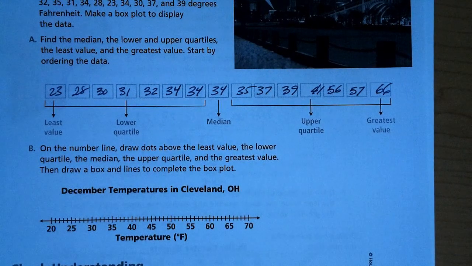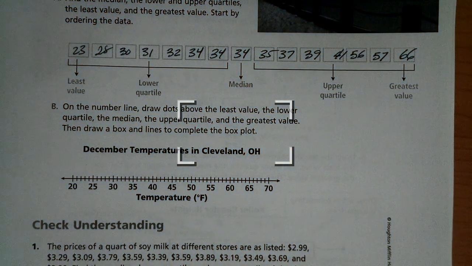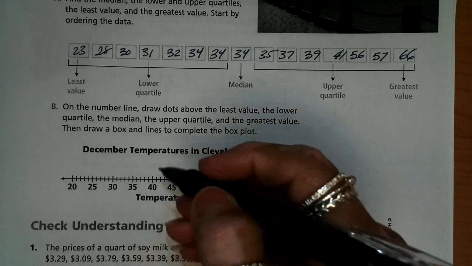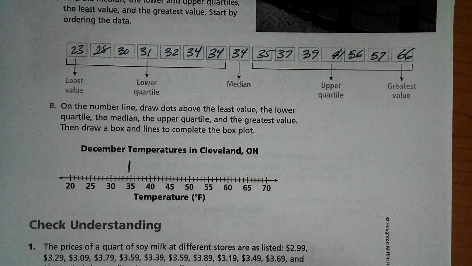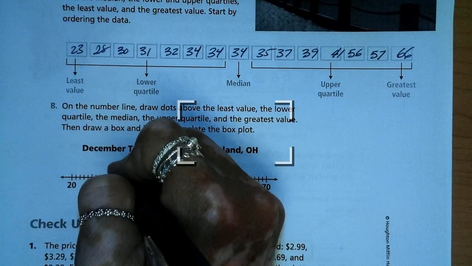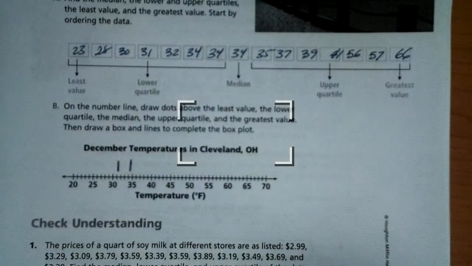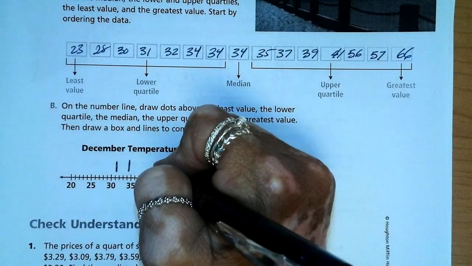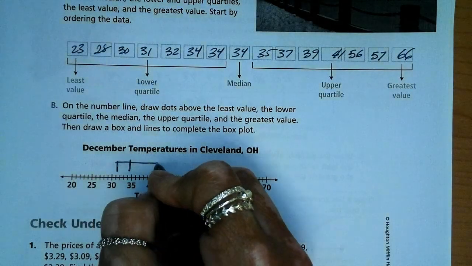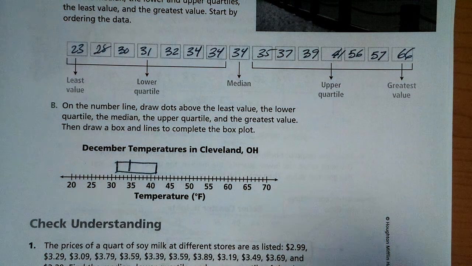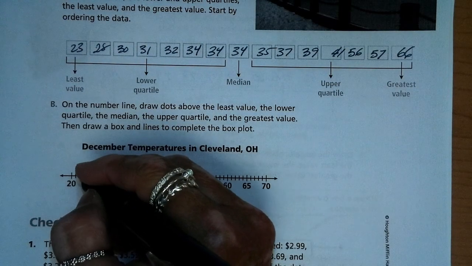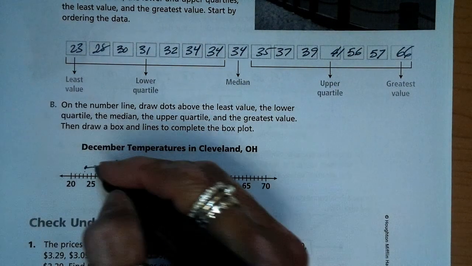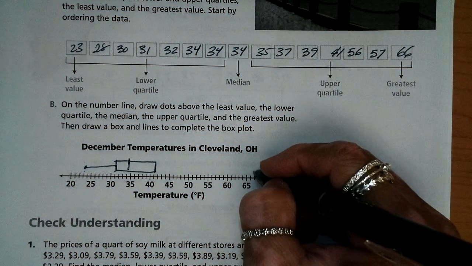All right, so yes. All right, so 34. So there's my median. This one's going to be real close together, isn't it? There's my lower quartile, and my upper quartile is 41. So there's my box. And my whisker would be at 23. So 21, 22, 23. And 66.